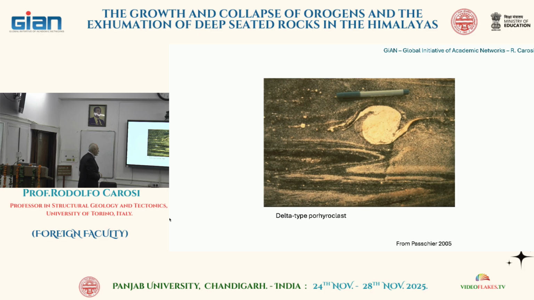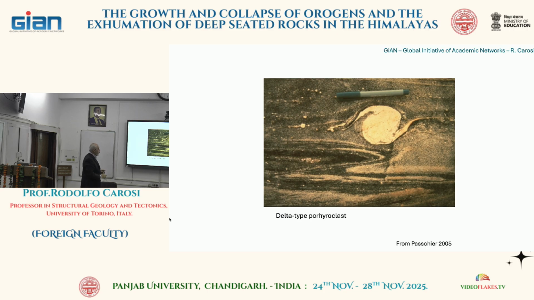The picture was made by Passchier maybe in Namibia. It is in the book. It is a beautiful delta porphyroclast. You can see the tails coming up and down. It is maybe not stair stepping, but this indicates a rotation, a dextral rotation of the porphyroclast. You can try to draw a median line parallel to the foliation and intersect the median line here and here. So it is the dextral one.